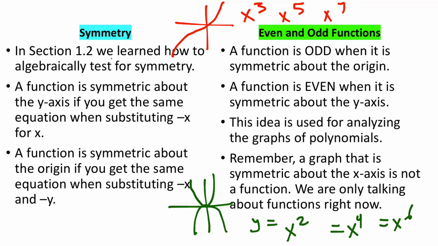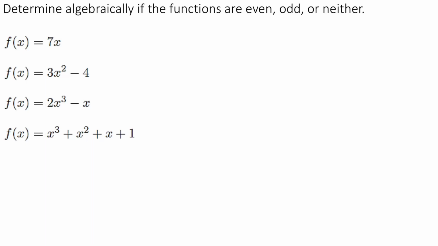Okay, so an even function is symmetric about the y-axis. This idea comes in useful when we start graphing polynomials and analyzing polynomials. All right, and we said that a graph that is symmetric about the x-axis is not a function, and we're only talking about functions right now. So what we're going to do now is determine algebraically if the functions here are either even, odd, or neither. We're going to check for symmetry and make a conclusion about even, odd, or neither.